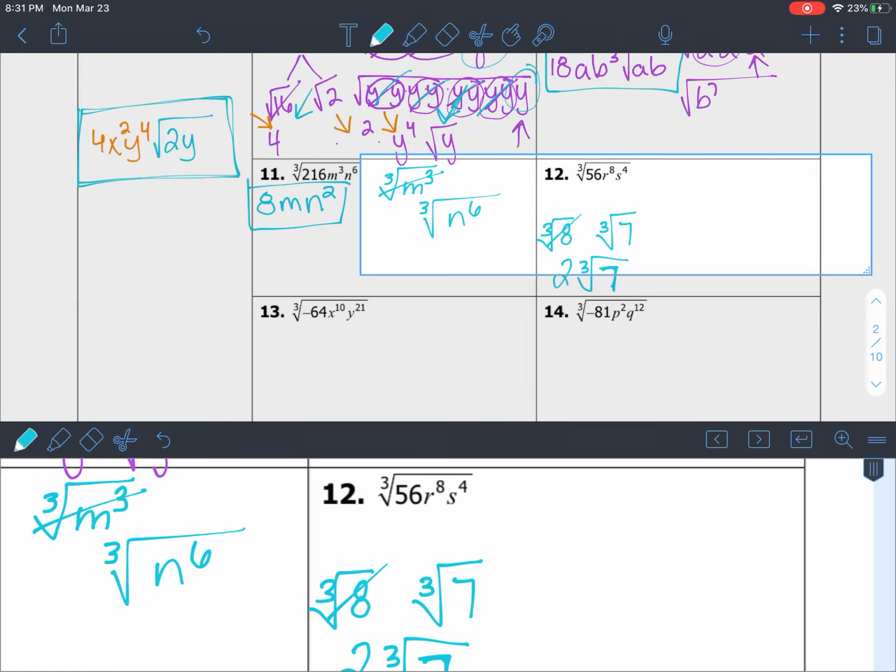Now let's talk about our variables. So when we're talking about r to the 8th, how many sets of 3 can I put in r to the 8th? So we think about our numbers. The closest multiple without going over 8 is 6. So how many sets of 3 are in 6? Well, that's 2. So this is going to be r squared. And how many are going to be left over? 2 as well.